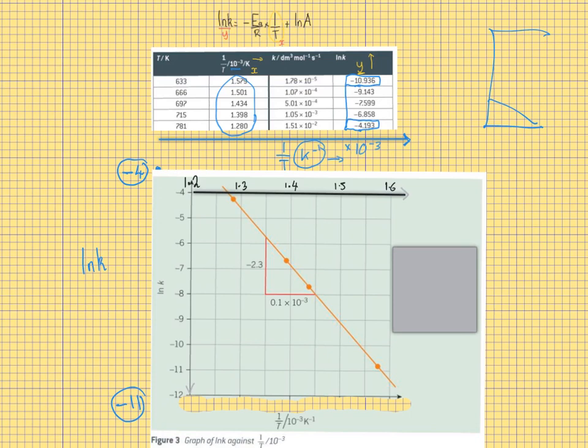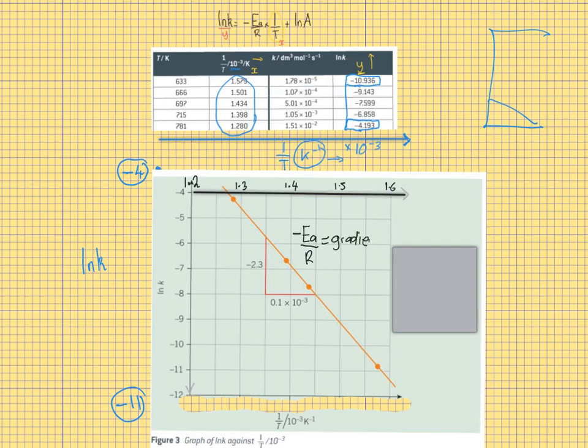Right, so let's look at our equation again here. This is the y-axis, and therefore if this is the x-axis, minus Ea over R, where Ea is the activation energy, over R is equal to the gradient.